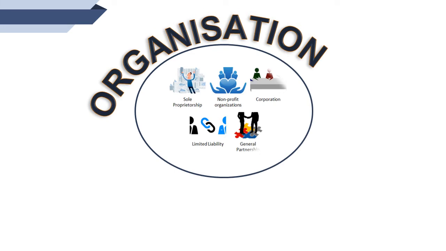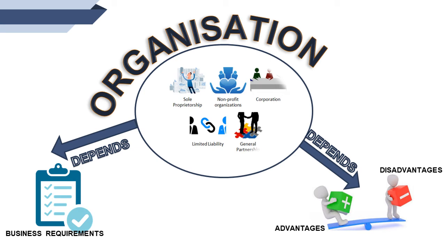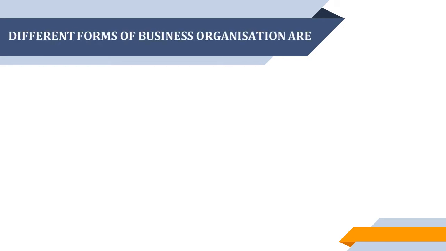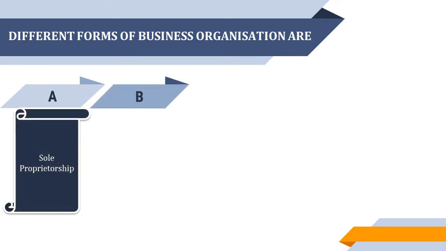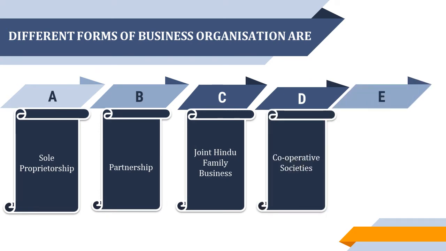Choosing a form of business organization is one of the most important decisions at the time of starting the business or even while expanding the existing business. Selection of the most appropriate form depends upon the business requirement and relative advantages and disadvantages of each form of organization. Different forms of business organization are sole proprietorship, partnership, joint Hindu family business, cooperative societies, and joint stock company. Now let us learn sole proprietorship.